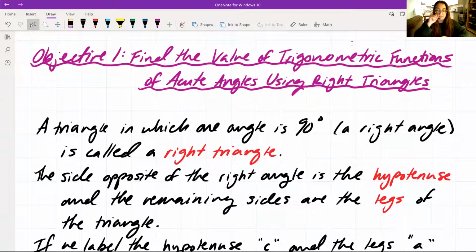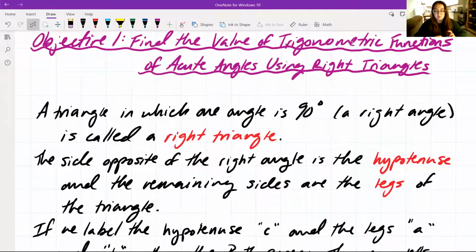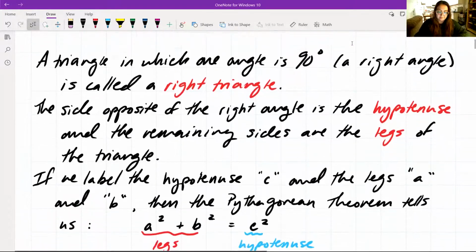So jumping right in with objective number 1, we want to find the value of trigonometric functions of acute angles using right triangles. So a triangle in which one angle is 90 degrees, or a right angle, is called a right triangle. The side opposite of the right angle is called the hypotenuse, and the remaining sides are called the legs of the triangle. So it should be a little bit of a review here from geometry.